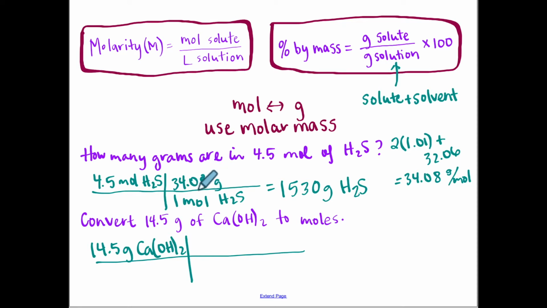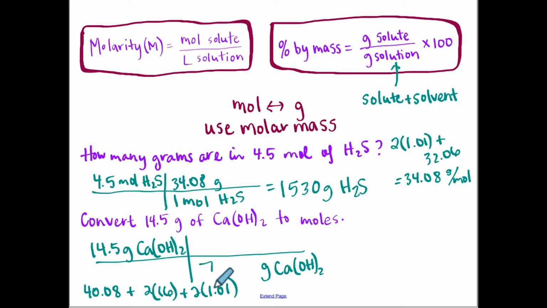If we wanted to convert 14.5 grams of CaOH to moles, we would do the opposite. Here we multiplied by the molar mass. Now we're going to need to divide by the molar mass. And we would get 74.1 grams per 1 mole. And our answer would be 0.196 moles of calcium hydroxide.